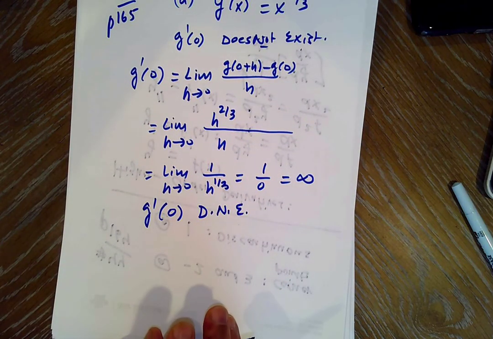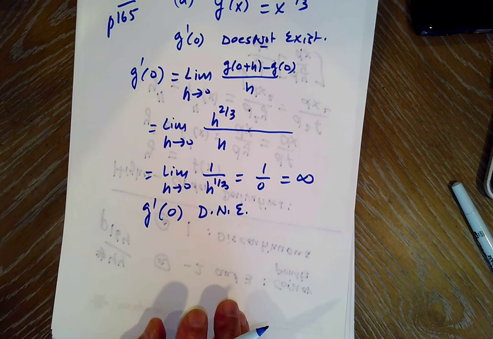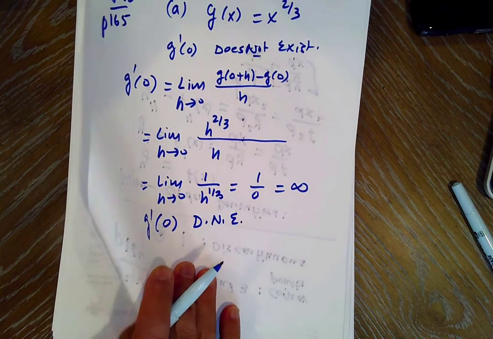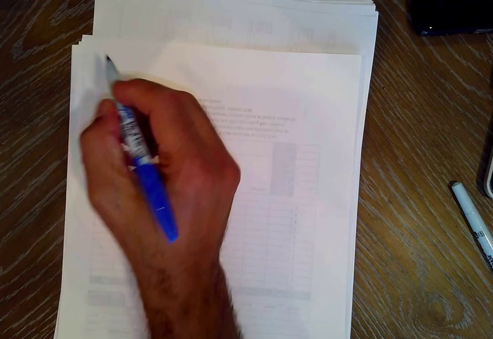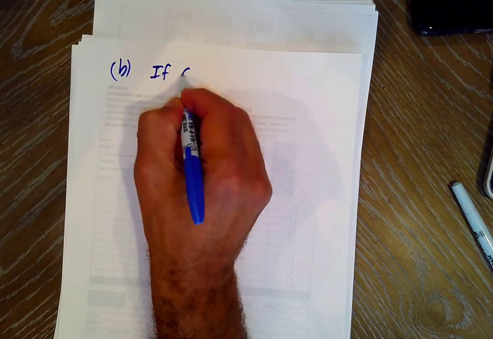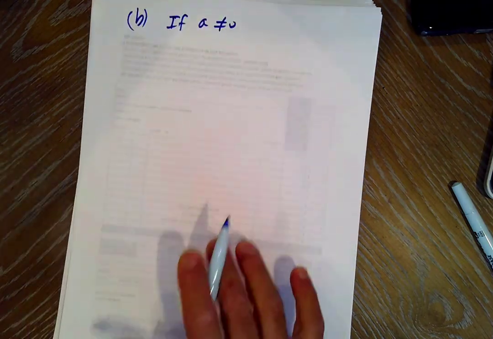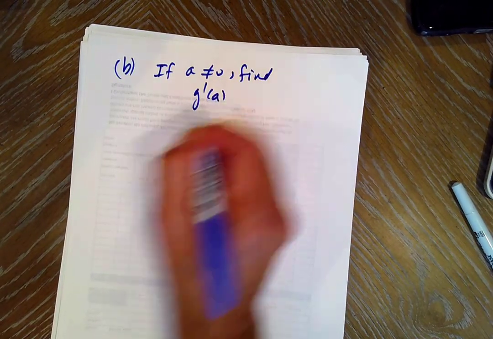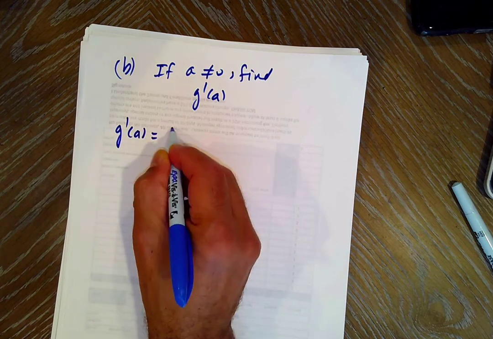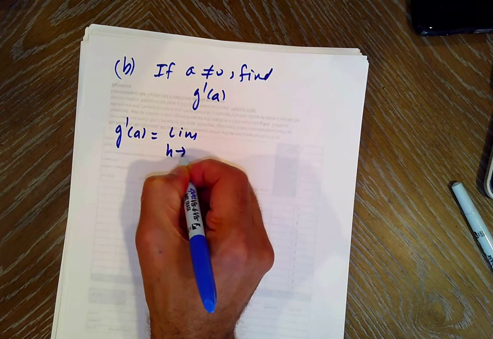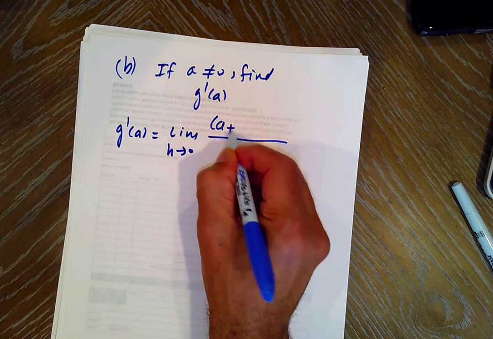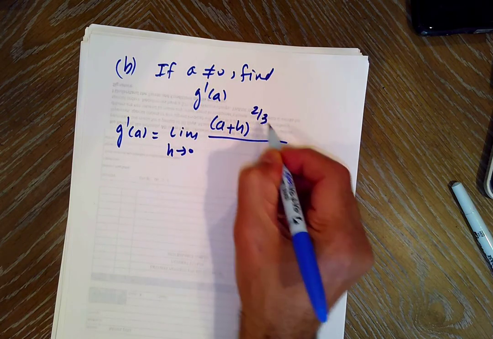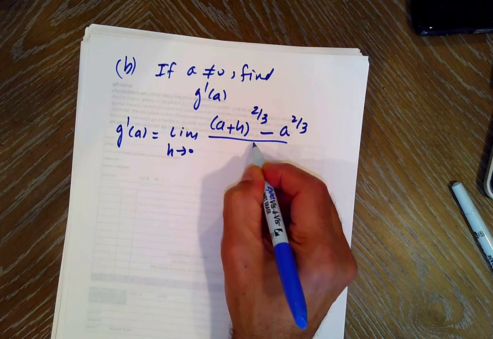Okay, part B, if a is not 0, find g prime of a. So they want the derivative at any a. Why a is not 0? Because we just saw that it's not differentiable at 0. Find g prime at a. So we're going to use the definition again. The limit as h goes to 0 of a plus h to the 2/3 minus a to the 2/3 over h.